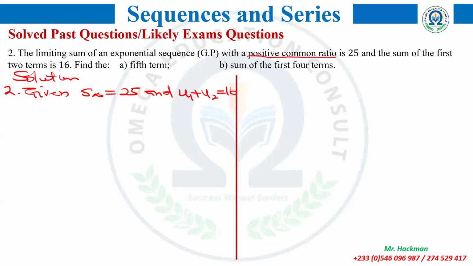Okay, so we can move on if it's not related to that. U sub 1 plus U sub 2 is equal to 16. Somebody can write S sub 2. You know it's the same.